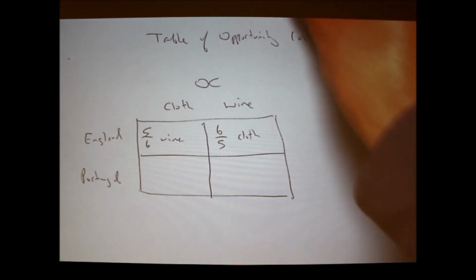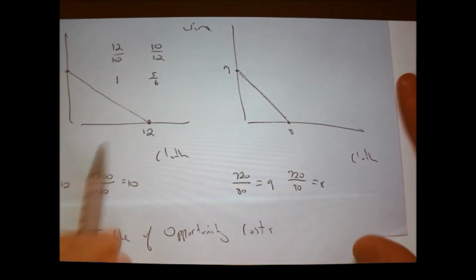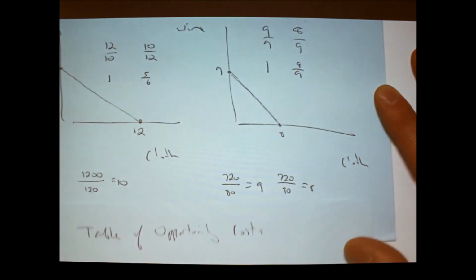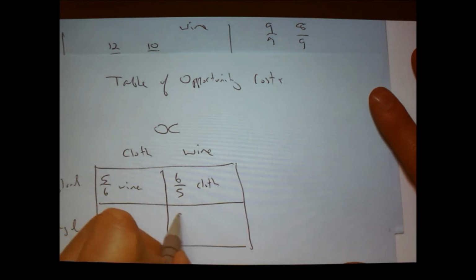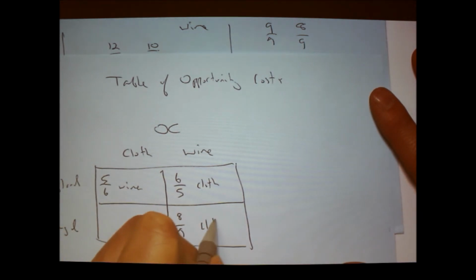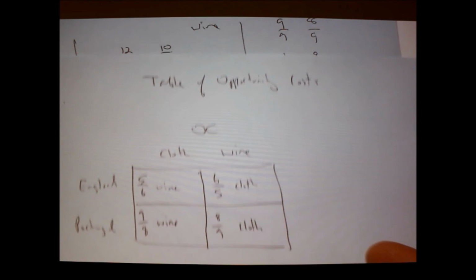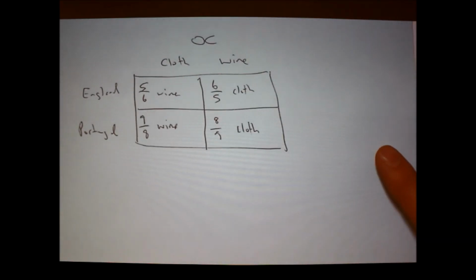Now, what about Portugal? If they produce 9 units of wine, they give up the opportunity to produce 8 units of cloth. Divide both sides by 9. If they produce 1 unit of wine, they give up the opportunity to produce 8/9 units of cloth. And then you can do it the same way I showed you before, but you also just know that it's the inverse. Okay, so here we have a table of opportunity costs.